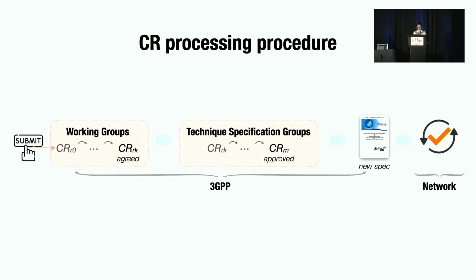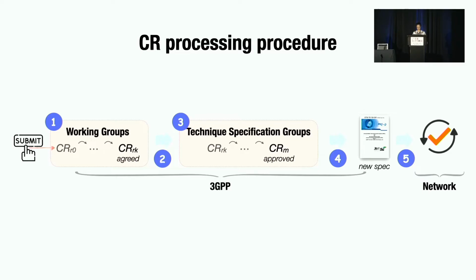Next, before telling our discovered weakness in the CR processing procedure, let's see how a CR is processed first. As the slide shows, after a CR is submitted, it is first reviewed by a working group. Usually, it requires several rounds of revision. After being agreed by the working group, it will be submitted to the corresponding technical specification group and wait for their revision. In the next stage, it goes through a similar revision like the previous one. Then after the TSG approves it, the CR will be submitted to update the specification into a new version. Later, the specification will finally be implemented in the real world.